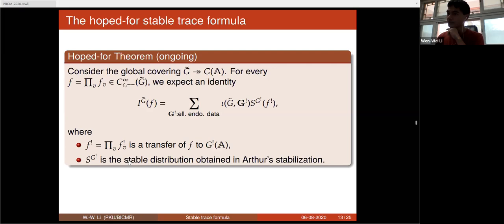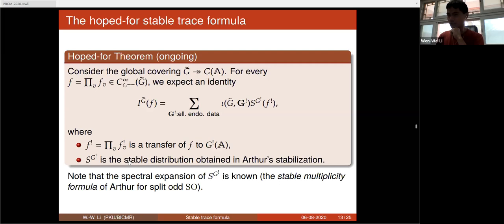In fact, we know quite a lot about the stable distributions. The spectral expansion of this distribution is known. It is a sum of stable characters, and its coefficients are given in some explicit way. This is called the stable multiplicity formula in Arthur's book for classical groups. So this should tell us a lot about the representations of G tilde.